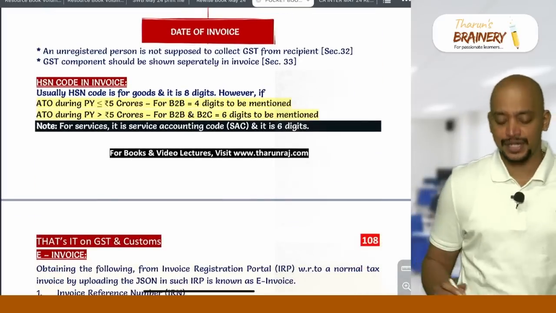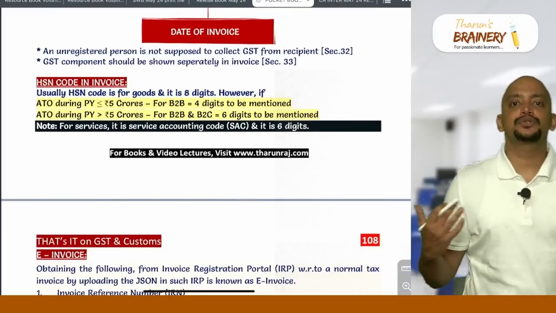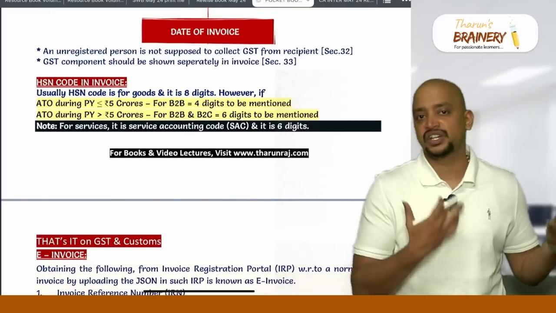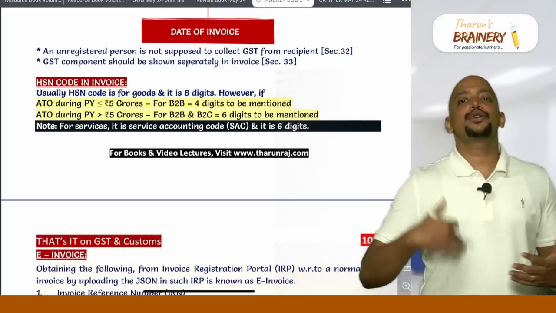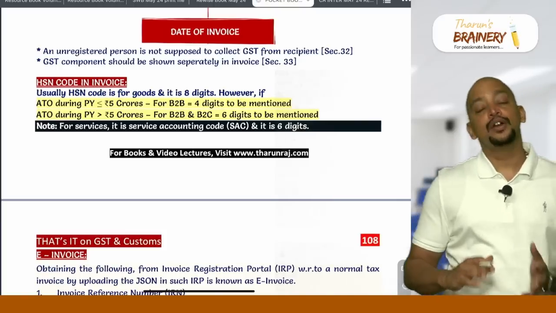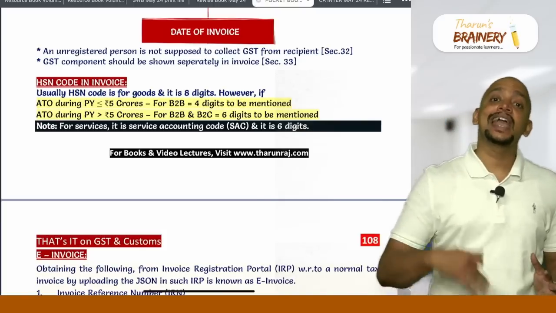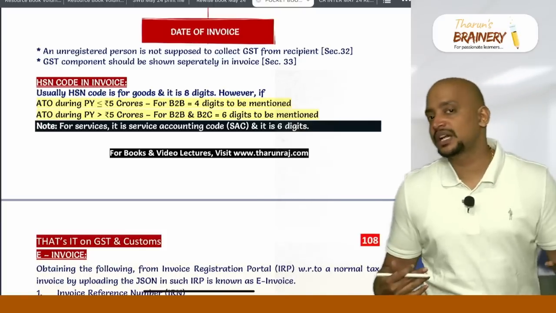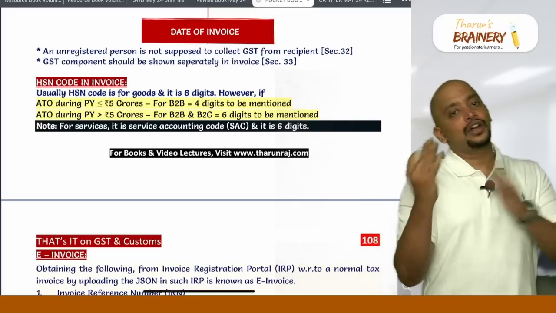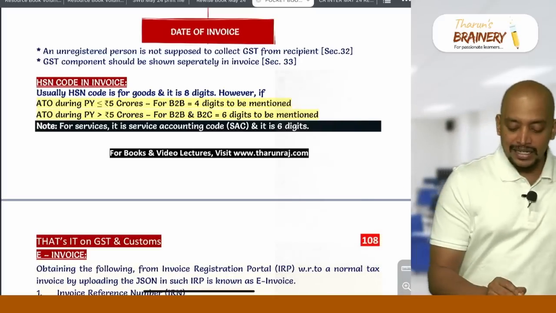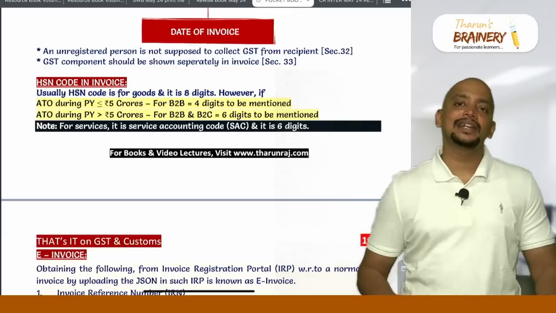Then section 32 says that, so all these points we have seen so far are related to section 31 subsection 3. Section 32 says that being an unregistered person, you are not supposed to collect GST from the recipient. Also you should not collect GST in excess of the GST that is applicable on the transaction. Suppose the transaction is taxable at 12%, you should not collect more than 12%. And the GST component should always be shown separately in the invoice.